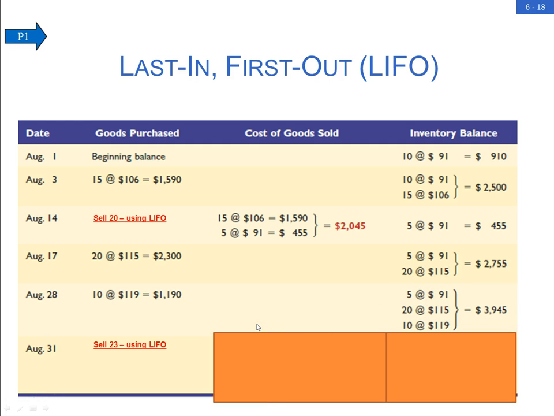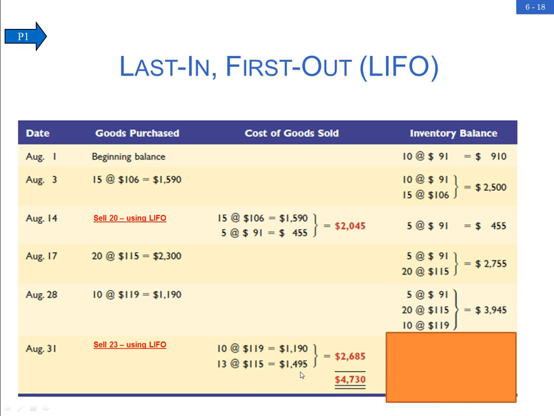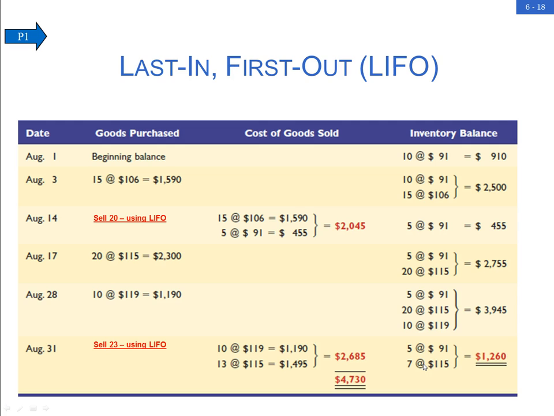Going to make that sale once again, August 31st. We're selling the same 23 bikes, but we're using the last in, first out method. So last in, the last bicycles that were put into our inventory account would be these, right? We can get 10 of the 23. That leaves us 13. So we go to the next group, right? The most recent group that we put into inventory, and we can get all 13 from that group. So that's what our calculation would look like for the cost of goods sold for that August 31st sale. This is what our ending inventory would be right here.